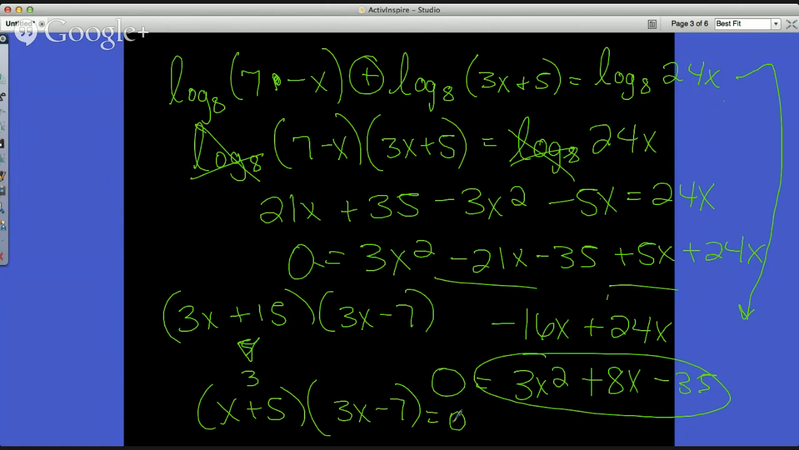Does that make sense, Tyler? Awesome. All right. So I've got x plus 5 and 3x minus 7 when I factor. So just so you have the answers there, x equals negative 5 and 7/3. So those two right there would be your answers in that example.